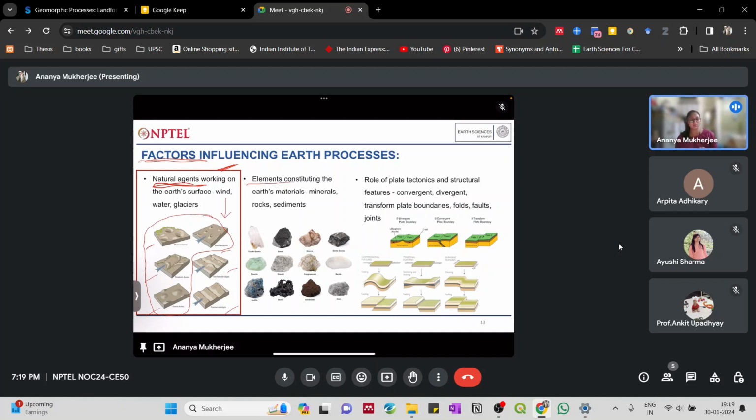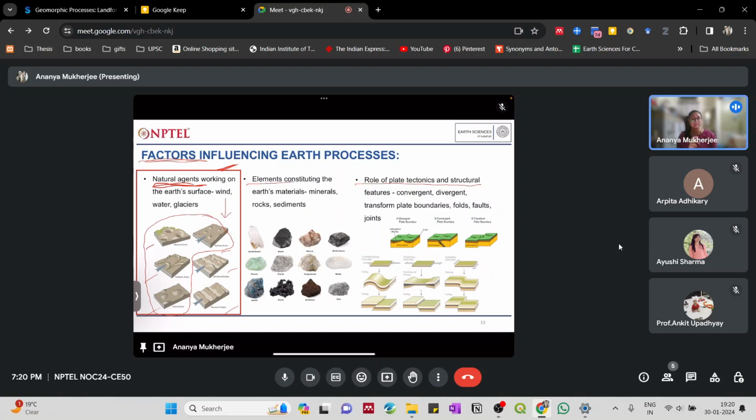We have already discussed the role of plate tectonics and structural features in geomorphic processes. We will learn this later on also: if an area has a fold mountain or a fault, there could be a change in the direction of the flow of the river, and it can also cause a change in the position or the dimension of a landform. So they also have an effect on the changes that we see in different landscapes.